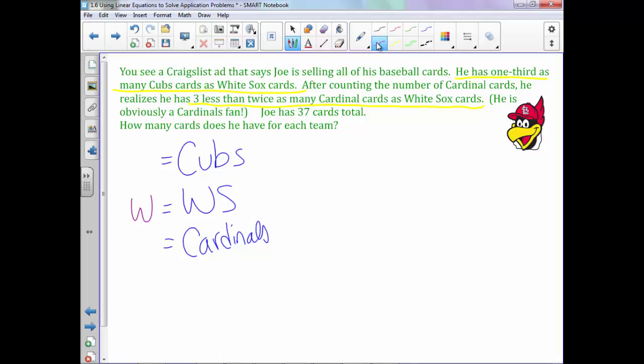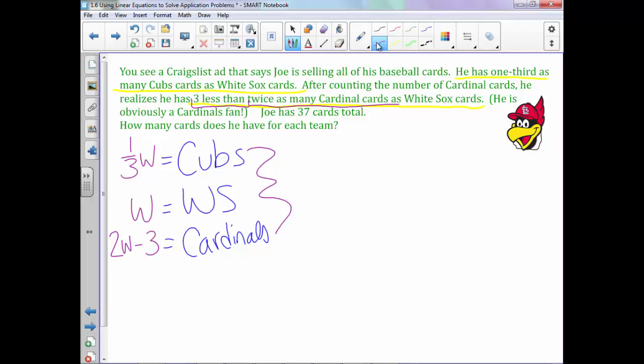Now let's go back to the Cubs. He's got 1/3 as many of them. So that means he's got 1/3 as many cards as the White Sox. And now for Cardinals, he's got 3 less than, so that's something minus 3, twice as many. So that's 2W. So now notice we have all 3 of these using the same variable W.